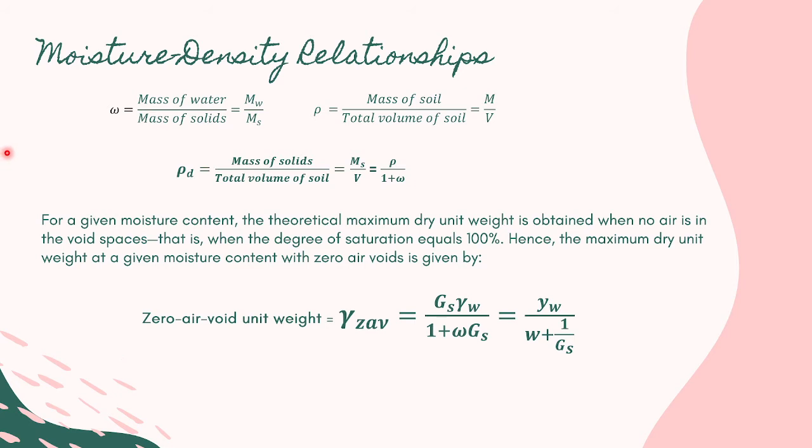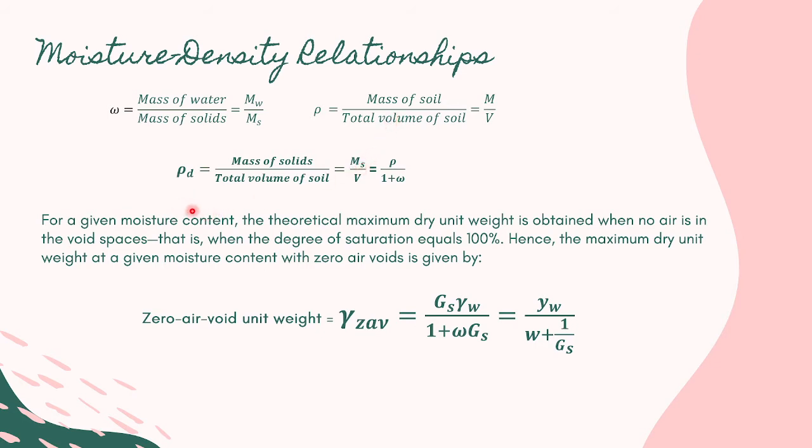So let us also go back to some moisture density relationships. So just a recap, the moisture content is the mass of water all over the mass of soils, or it can also be the weight of water all over the weight of soil. And then the density, which is the mass of soil all over the total volume. Similarly for the unit weight, which is the weight of soil over its total volume.